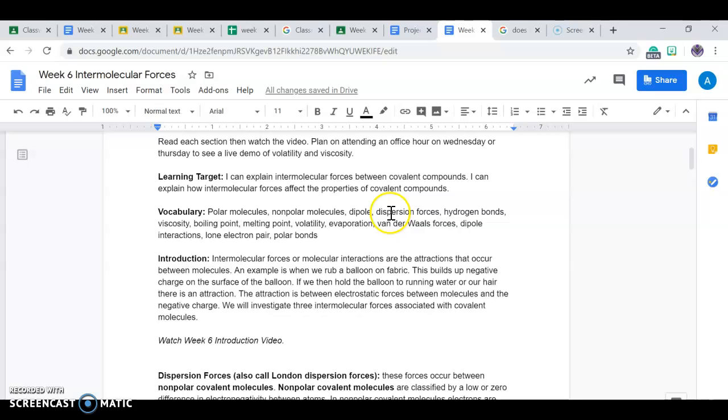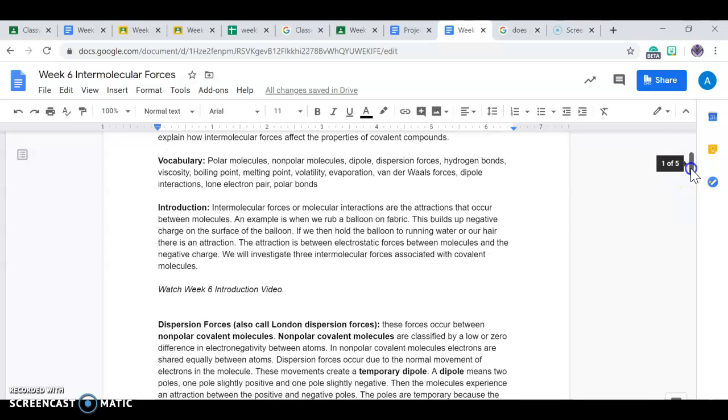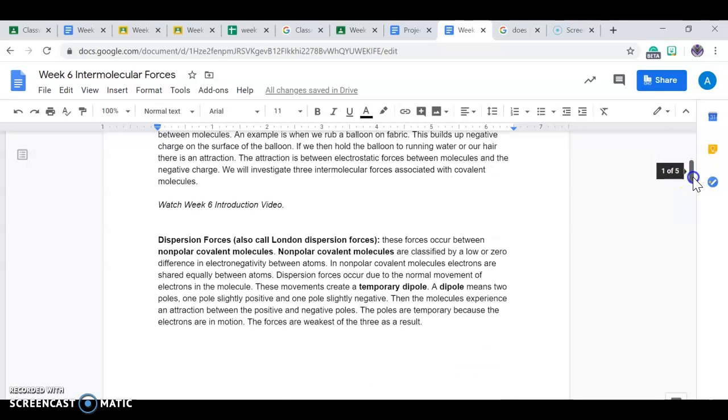So our forces are going to be dispersion forces, hydrogen bonds, and then dipole interactions. They're also called van der Waals forces. Then there's volatility, melting points, boiling points, viscosity. So it's all going to come in. So let's get started. We'll start with the first, which are dispersion forces.